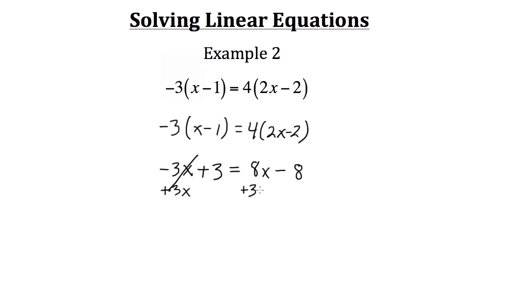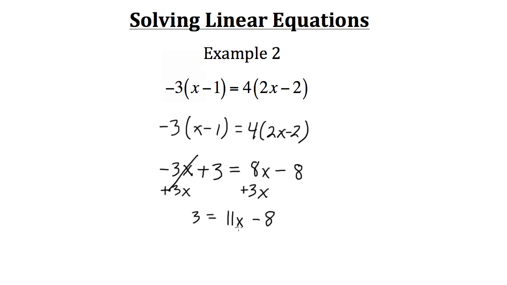And then we need to add it to the other side. So we're just left with a 3 here on the left. And now on the right we need to combine like terms. So 8x plus a 3x will give us 11x. And then minus 8.